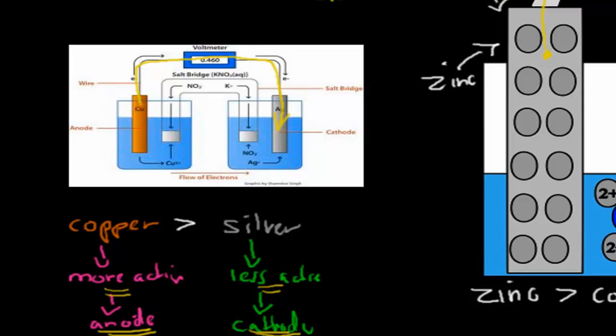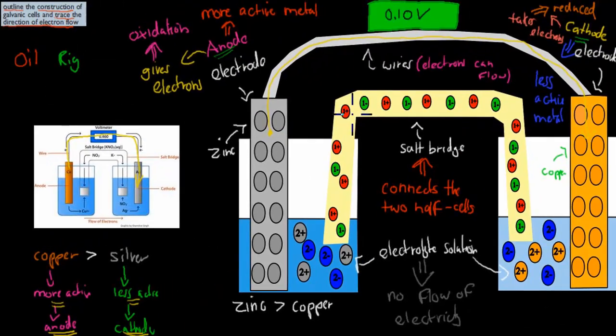But for this dot point, you need to be able to outline the construction of galvanic cells. You need to know which parts are important. You don't need to explain why. You just need to know what's important and what you need to include when you make a galvanic cell. And you need to be able to determine the electron flow. So electrons always flow from anode to cathode.